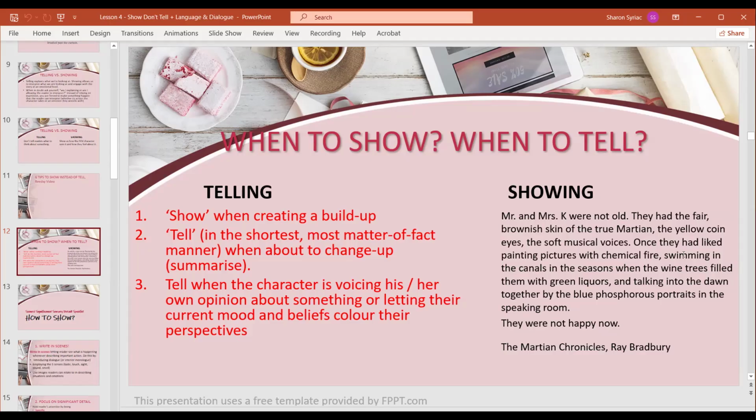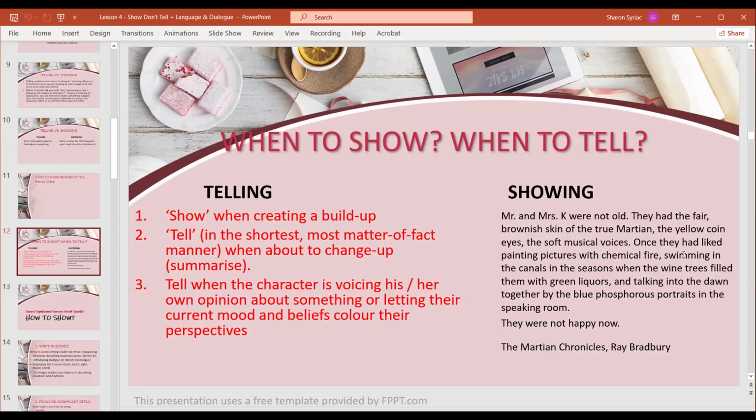Show when creating a build-up. So they had a fair brownish skin, they had yellow coin eyes, soft musical voices. You're building up, okay? When you are telling, tell in the shortest, most matter-of-fact manner. Mr. and Mrs. K were not old. I'm telling you that. End of story. Keep it short, matter-of-fact, to the point. They were not happy now, okay?